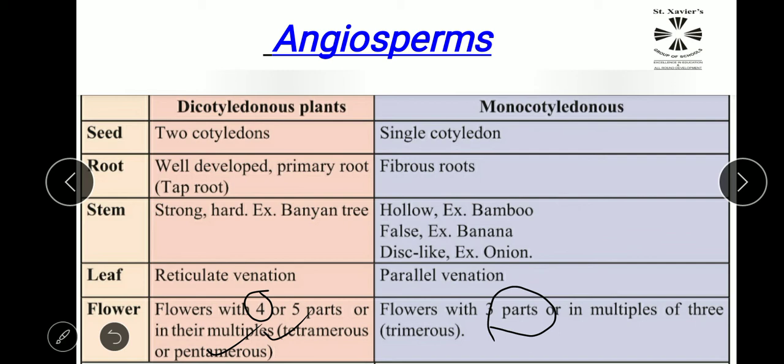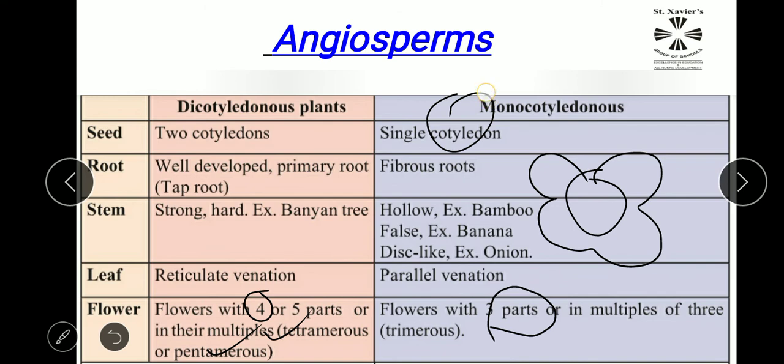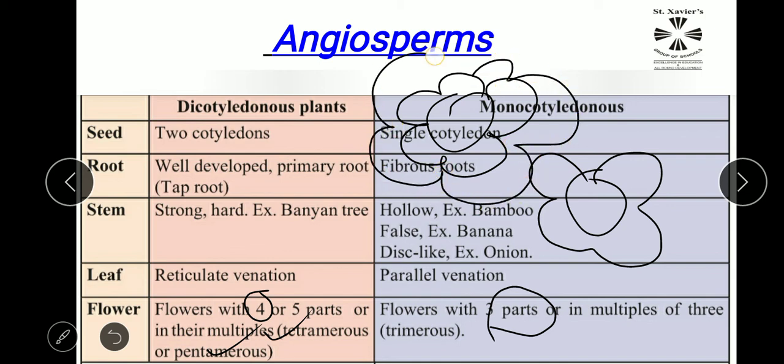When you see the flower, you may have 1, 2, 3, 4, that is tetramerous, or it may be 1, 2, 3, 4, 5, pentamerous, or multiples of this again. 1, 2, 3, 4, 5. So here it is a multiple of 5, 5 and 5, 10. So it may be pentamerous or tetramerous.